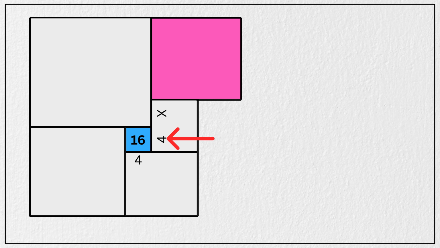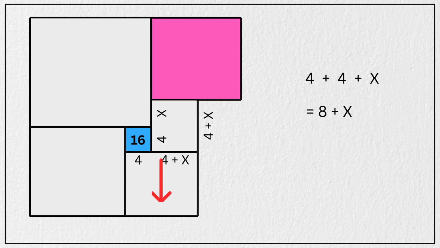Now look carefully. If this length is 4 units, and this length is x units, that means the total length of this square will be 4 plus x units, right? And since all sides of a square are equal in length, this length is also 4 plus x units, correct? Again, if this length is 4 units, and this length is 4 plus x units, that means the total length of this square will be 4 plus 4 plus x units, which is 8 plus x units. So this is 8 plus x units, and this is also 8 plus x units, right?